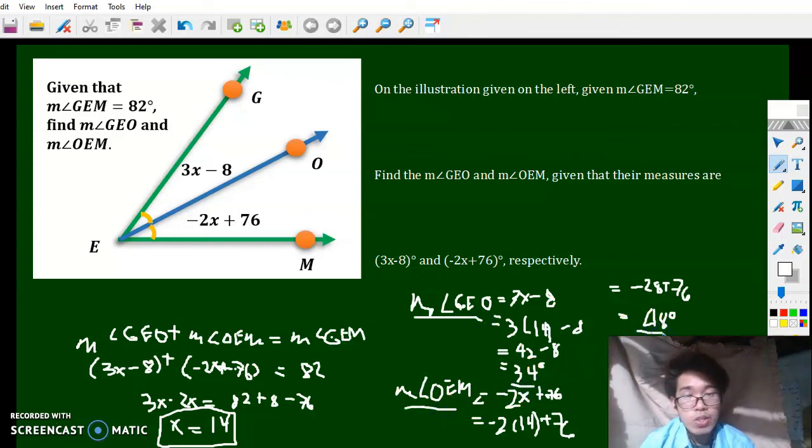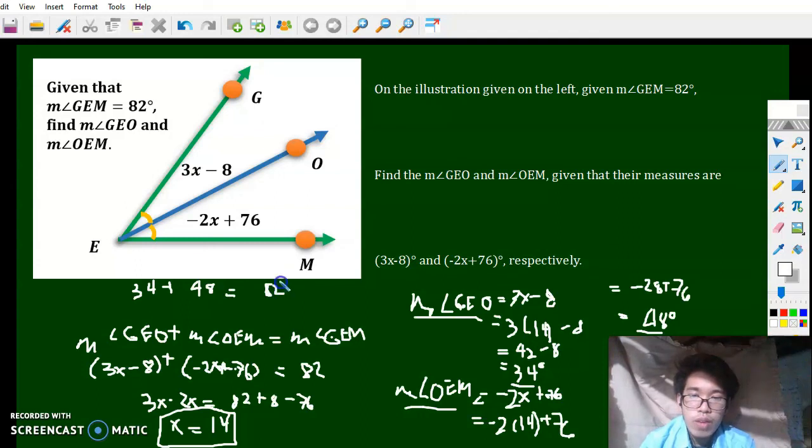So we have our answers, but are we sure that they're right? How can we check? We have to use the same formula that we have here: the measurement of angle GEO plus the measurement of angle OEM is equal to the measurement of angle GEM. We simply substitute what we have solved. So 34 degrees plus 48 degrees is equal to the measurement of angle GEM, which is given as 82 degrees.